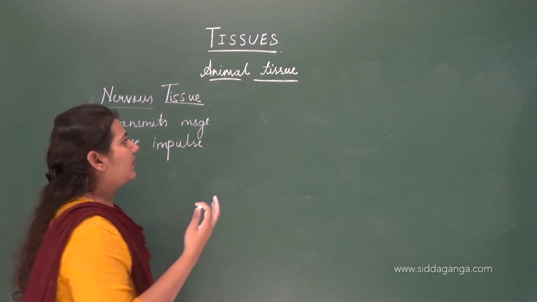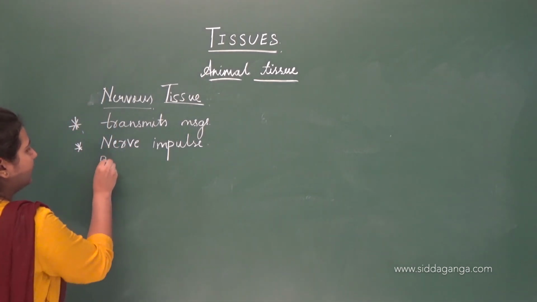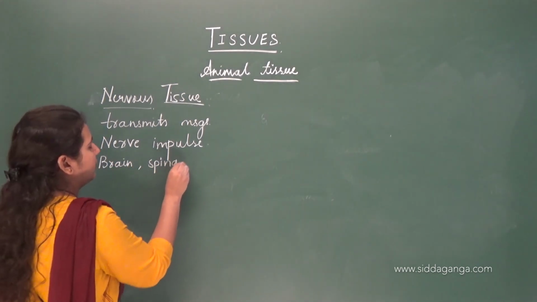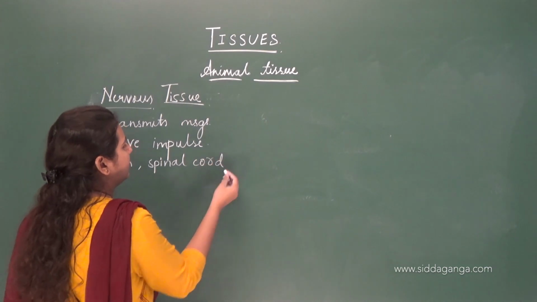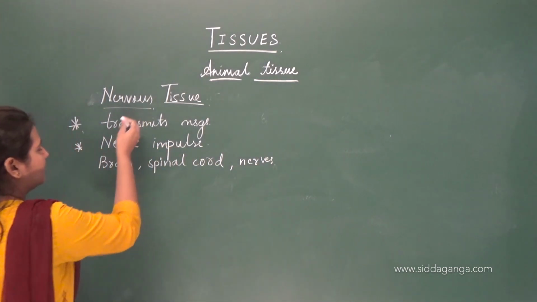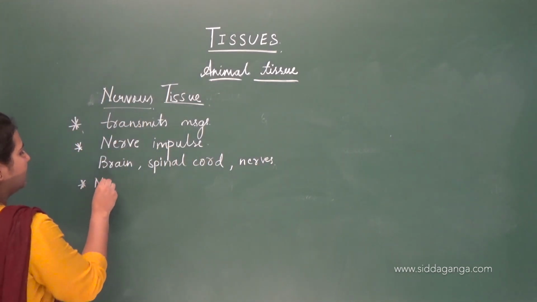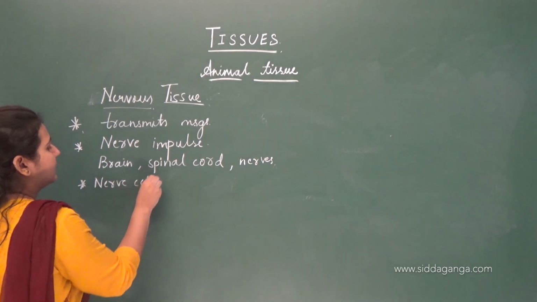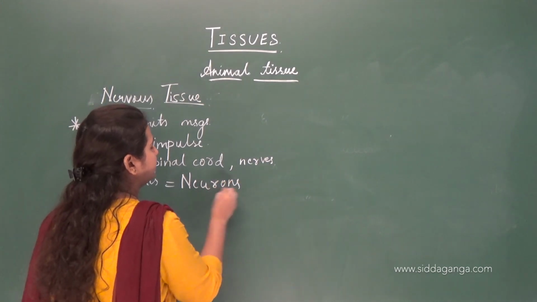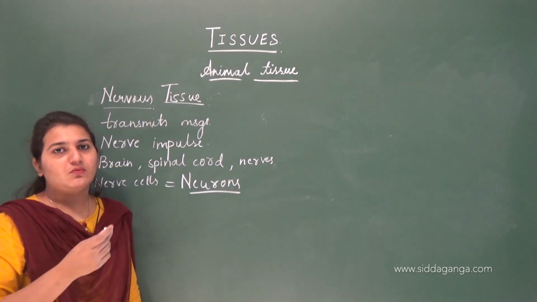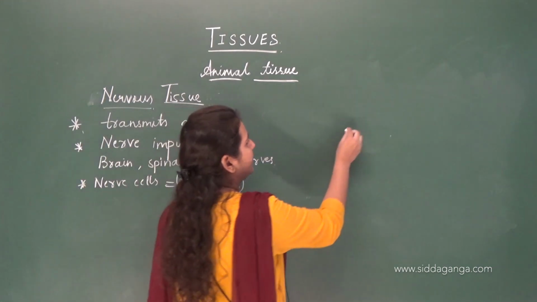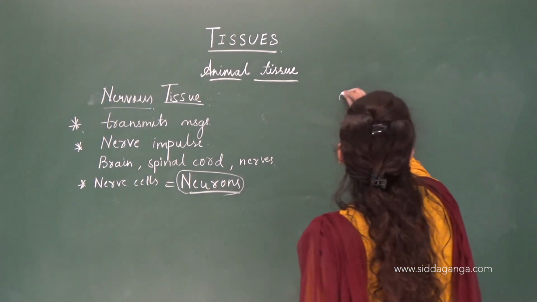So this is about the nervous tissue, and this is present in the brain, spinal cord, and nerves. So what is this nervous tissue made up of? Yes, nerve cells, isn't it? What do we call these nerve cells? Neurons. Neurons is the term we use for nerve cells, and the structure of a nerve cell is something like this.